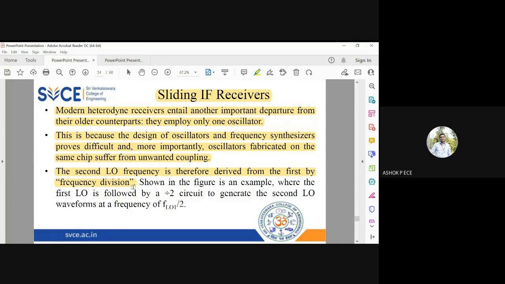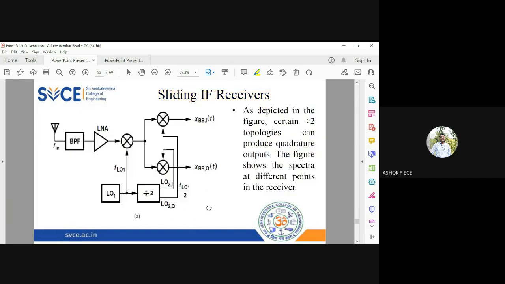For example, if I'm going to take the first frequency and divide it by 2, it is going to be the second frequency of your LO. So FLO1 divided by 2 will be equal to FLO2. So I am going to use a divide by 2 circuit. As depicted in the figure, certain divide by 2 topologies can produce quadrature output.